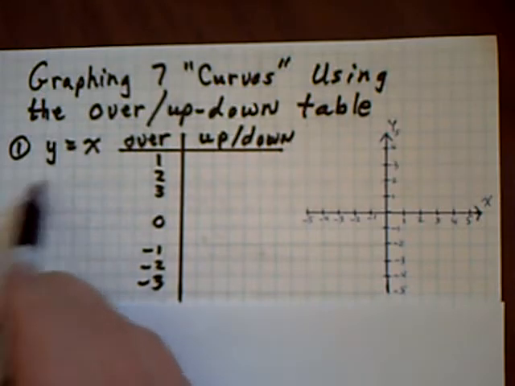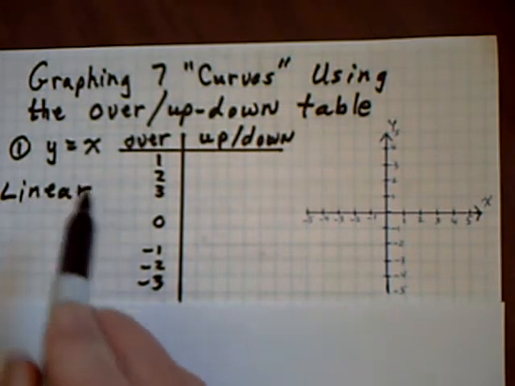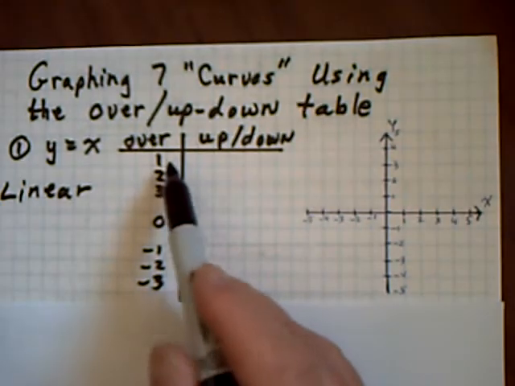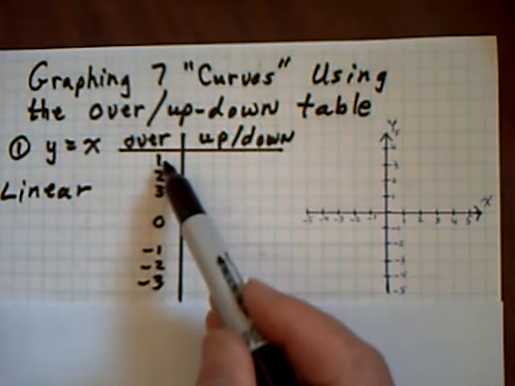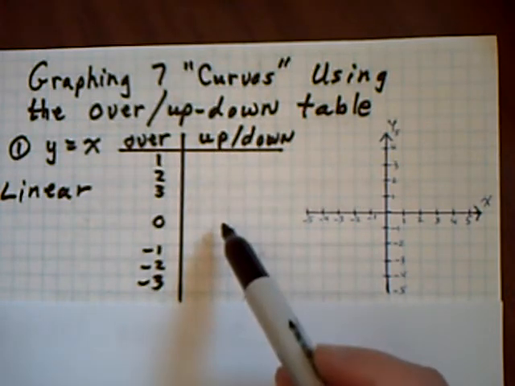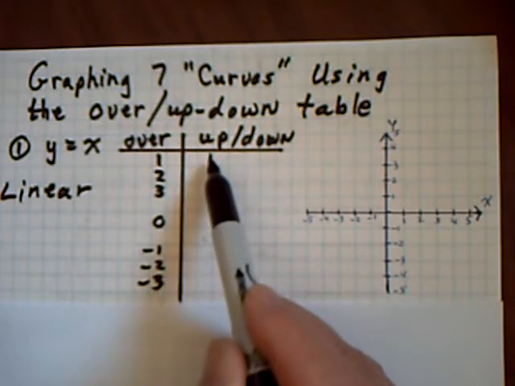and it's just y equals x. So we call this a linear equation. You'll see why in a few minutes. Each time I'm going to go over, which is in the x direction, and up or down, which is in the y direction. So if y equals x, if I go over 1, I'm going to go up 1.